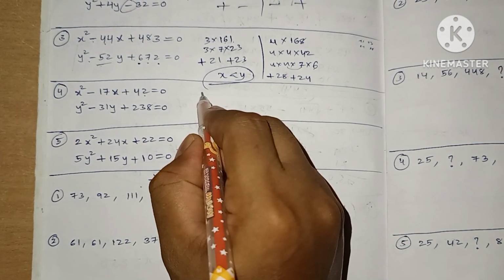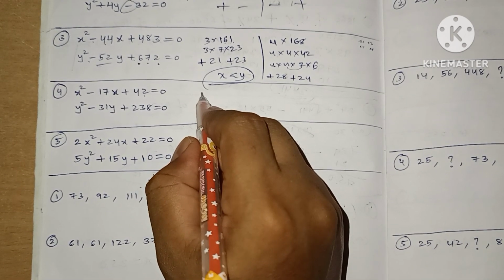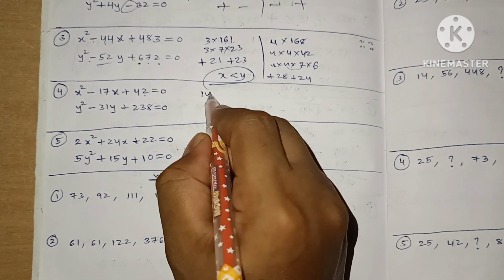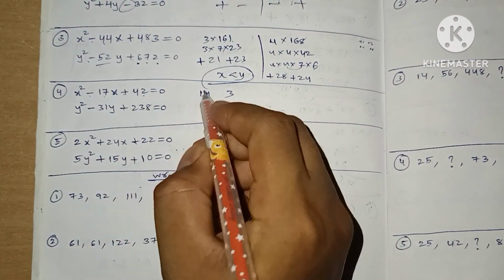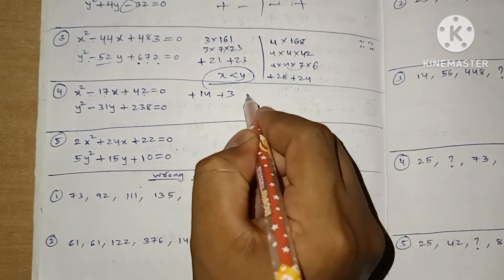42 means 14, 3 times, and the sum of these two we get 17. Minus and plus means both the roots are positive.